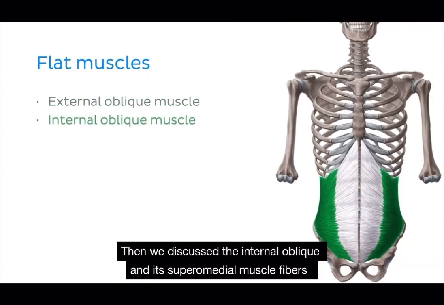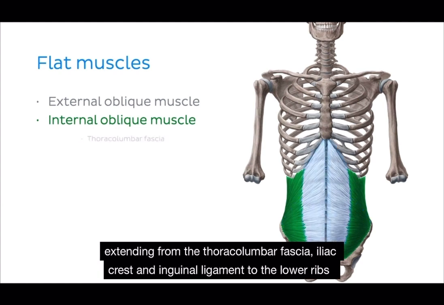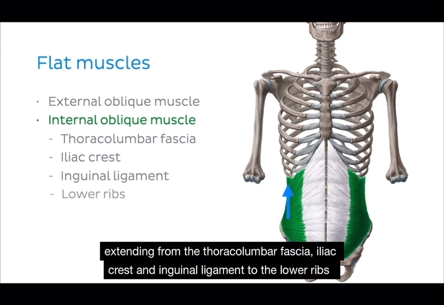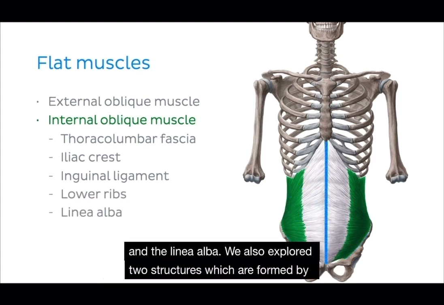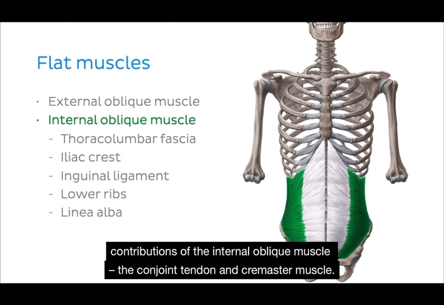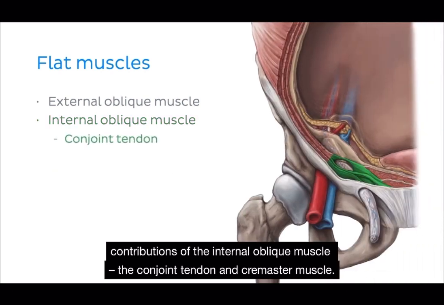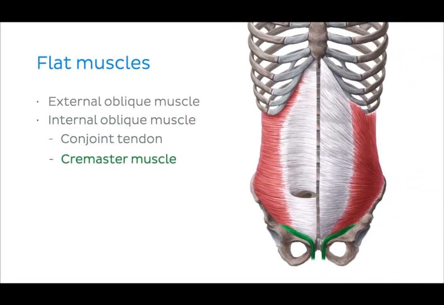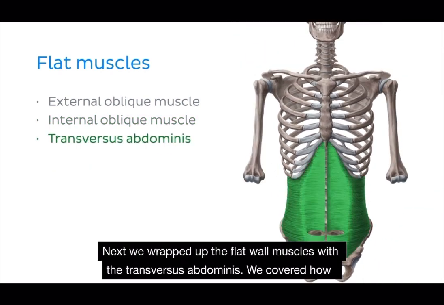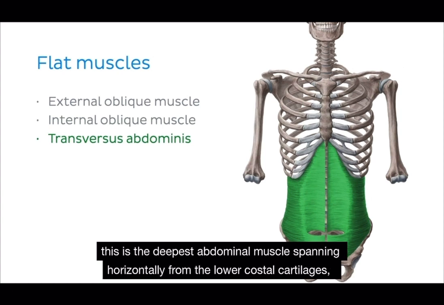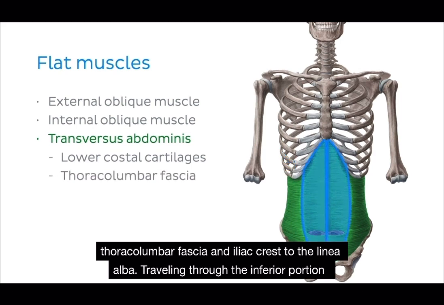Then we discussed the internal oblique and its supramedial muscle fibers extending from the thoracolumbar fascia, iliac crest, and inguinal ligament to the lower ribs and the linea alba. We also explored 2 structures which are formed by contributions of the internal oblique muscle, the conjoint tendon and cremaster muscle. Next, we wrapped up the flat wall muscles with the transversus abdominis. We covered how this is the deepest abdominal muscle, spanning horizontally from the lower costal cartilages, thoracolumbar fascia, and iliac crest to the linea alba.